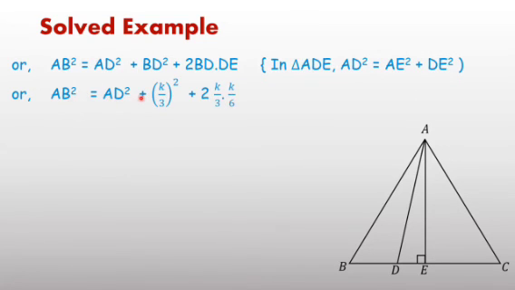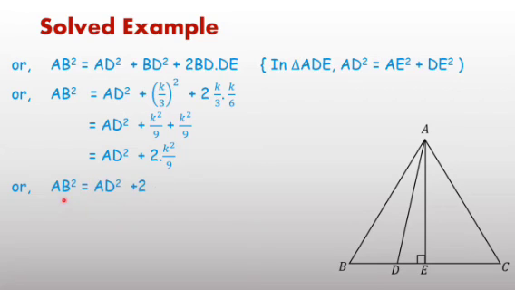AB square equals AD square plus BD, which is K upon 3 whole square, plus 2 BD, which is K upon 3, into DE, K upon 6. Further simplify: K square upon 9 plus 2 into K square upon 18. Two nines are 18, so K square upon 9. K square upon 9 plus K square upon 9 we can write as 2K square upon 9, or AB square equals AD square plus 2, and value of K means AB.